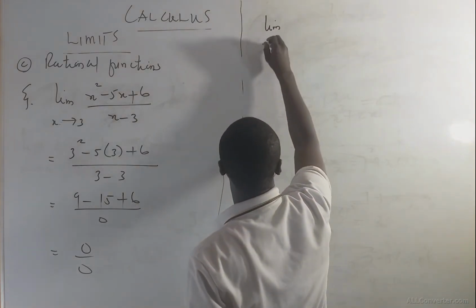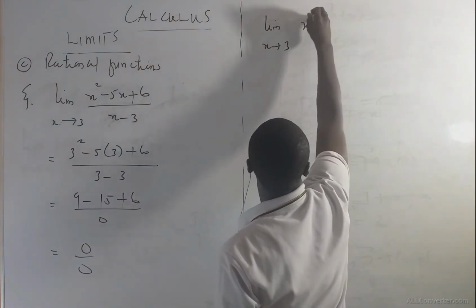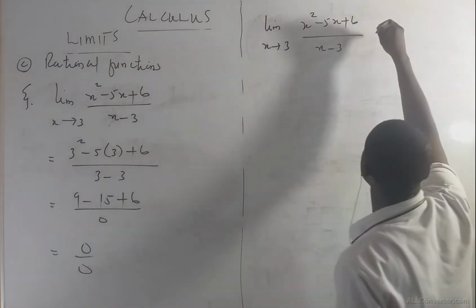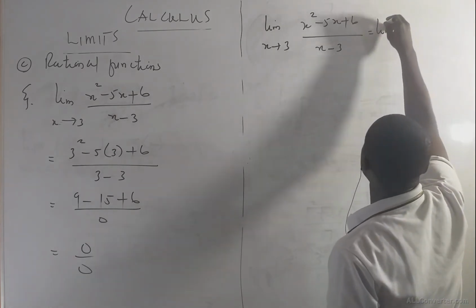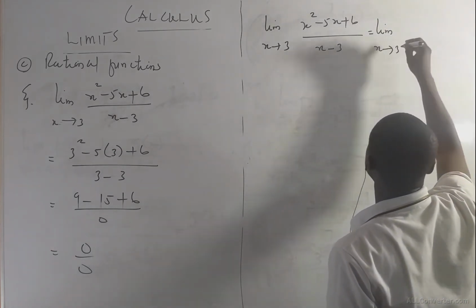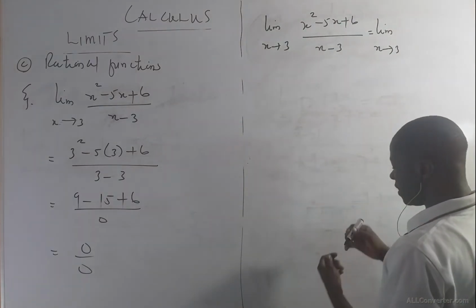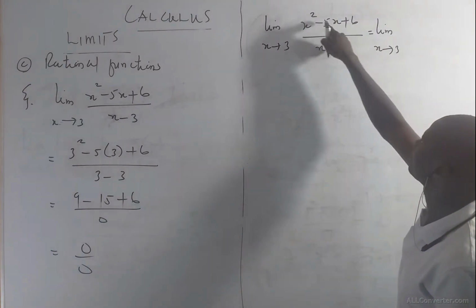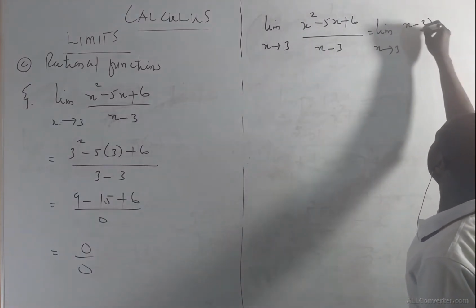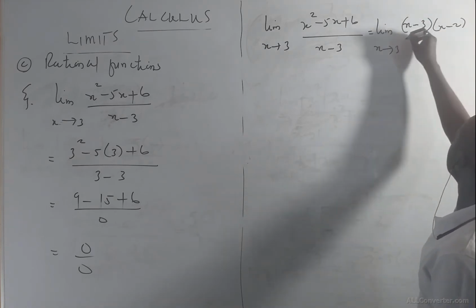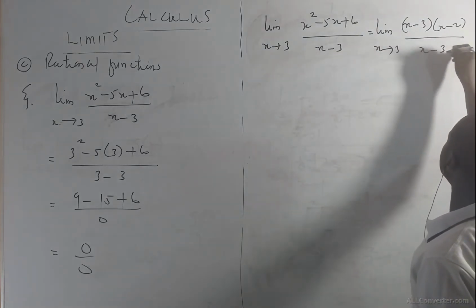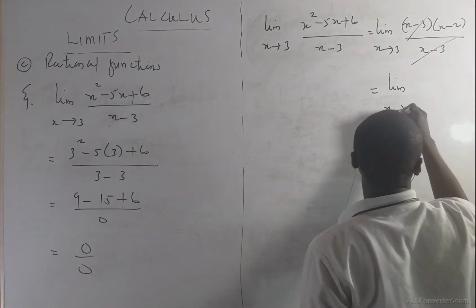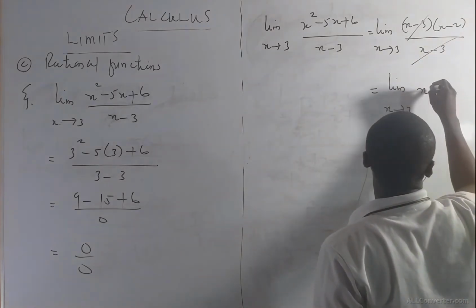We are given the limit as x approaches 3 of (x squared minus 5x plus 6) all by (x minus 3). Take note that this can also be expressed as the limit as x approaches 3 of a factorized form. We can factorize this. When you refer to factorization on my platform, you understand what is really happening here. So when you factorize x squared minus 5x plus 6, we are going to have (x minus 3)(x minus 2), then all divided by x minus 3. So this can cancel this, and this will now be the limit as x approaches 3. We are left with x minus 2.